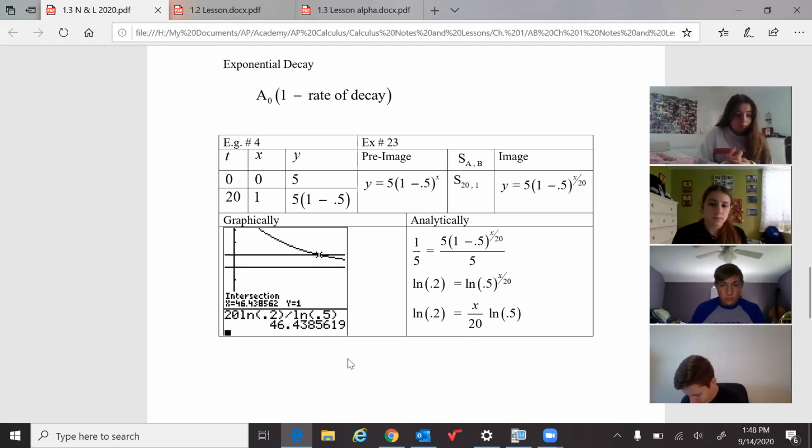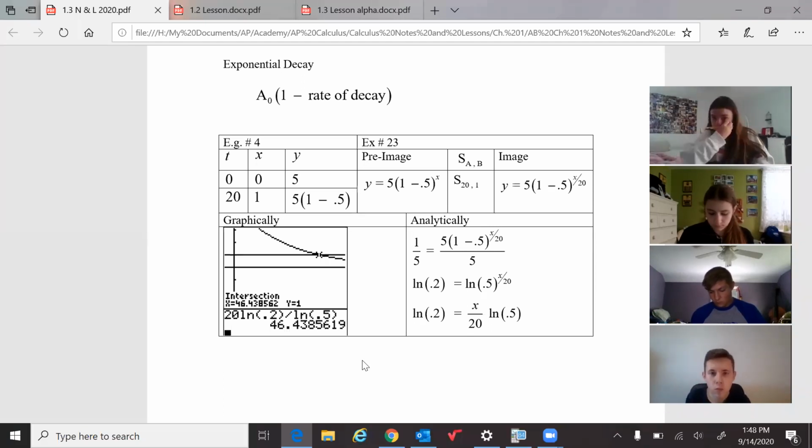Except half of the AP test will be without a calculator. If we take the test that it was in the past, it is half with a calculator, half without. So if we do this problem without a calculator, we would say, all right, y is 1. We want to undo what's been done here, so we multiply both sides by 1/5. We divide by 5, and we get 2/10 equals (5/10) to the x over 20.